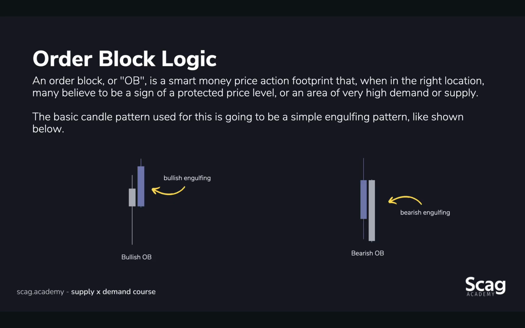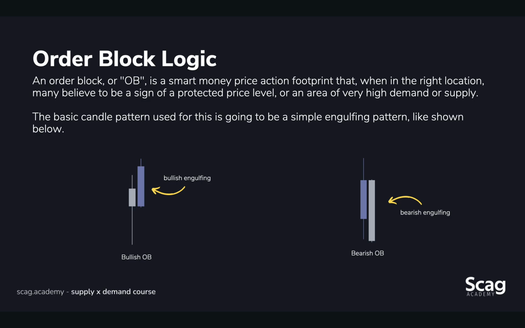Order block logic. An order block, or an OB, is a smart money price action footprint that, when in the right location, many believe to be a sign of a protected price level or an area of very high demand or supply. So we use a very basic candle pattern for this, just the engulfing pattern. Basically, like shown below here, we have the bullish OB on the left and the bearish OB on the right.